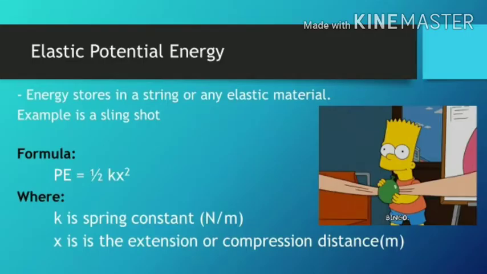Elastic potential energy is energy stored in a string, or any elastic or stretchable materials. Examples are a rubber band, slingshot, garter, and more. To calculate the elastic potential energy of an elastic material, the formula used is PE = 1/2 kx squared, wherein k is the spring constant, which is how much Newton of force is applied to stretch an object per meter. The unit is Newton per meter. And x is the extension or compression distance, which is how much distance an object is being stretched.